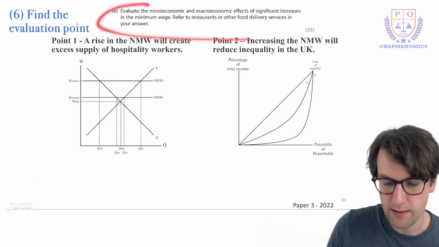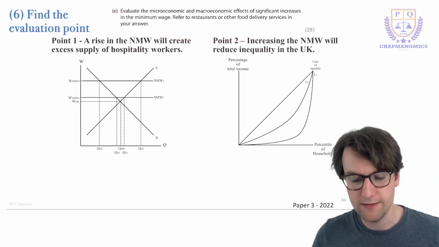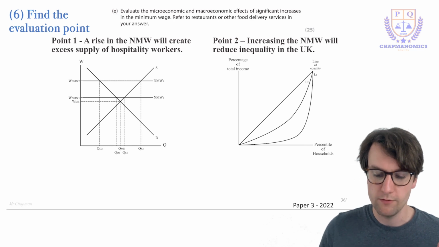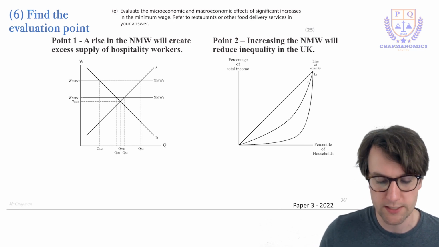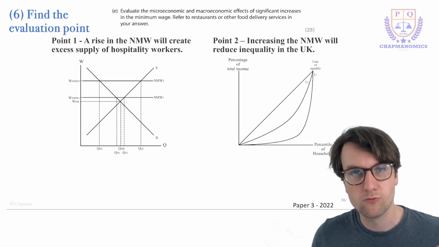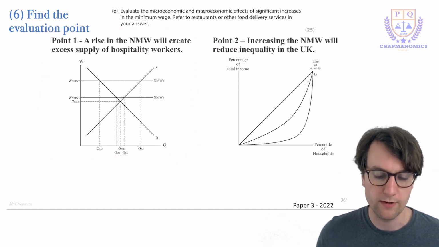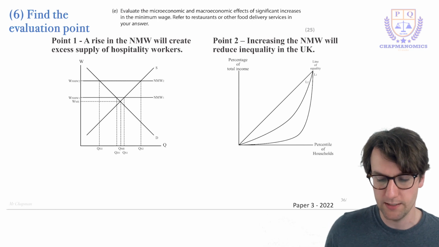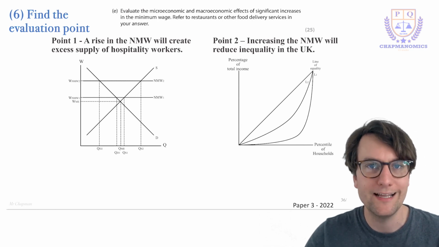Evaluate the macro and microeconomic effects of significant increases in the minimum wage. Refer to restaurants or other food delivery services in your answer. Our point one that we came up with in a previous video was that a rise in the national minimum wage will create an excess supply of hospitality workers. We need to find a way of arguing against that.